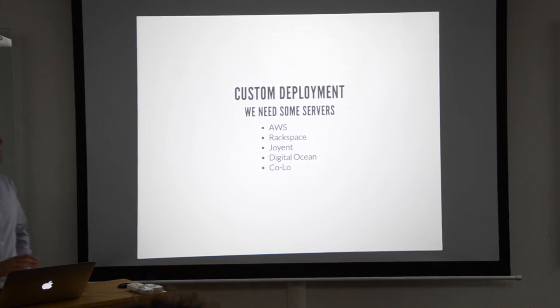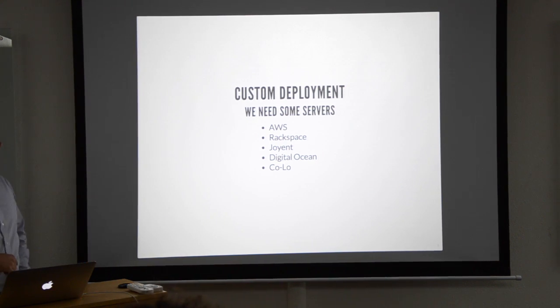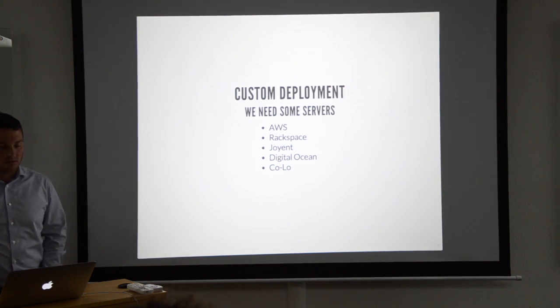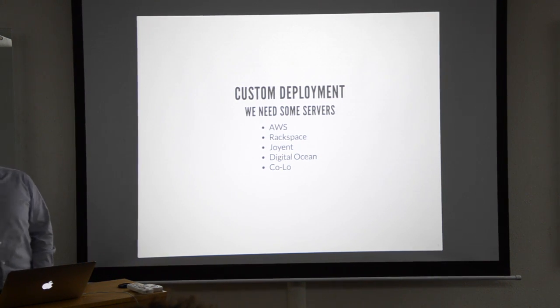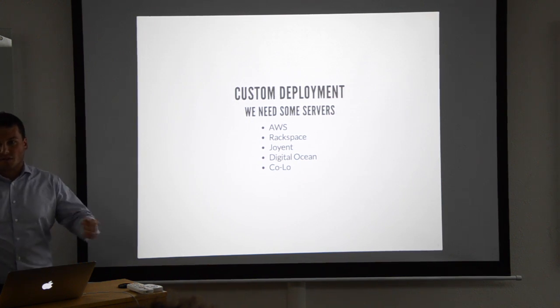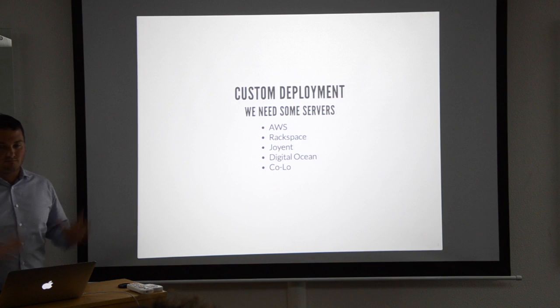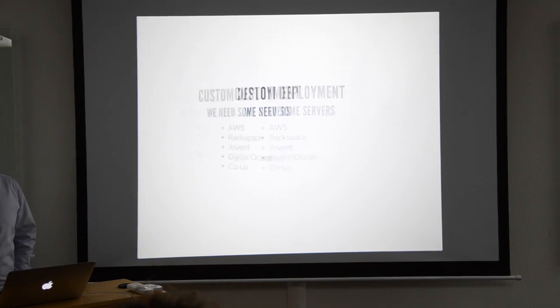So what do we do? We're doing a custom deployment. We're going to deploy to virtual machines or hardware that we own ourselves. First things first, we need to get ourselves some servers. So you go to Amazon, Rackspace, Joyent, DigitalOcean, or you can go to a co-location facility, buy your own servers, plug them in, have your own IT team that manages all of them. All of that's great. Pick one, run with it.